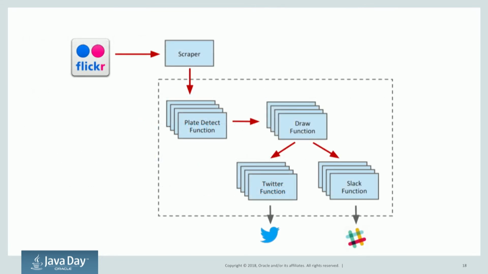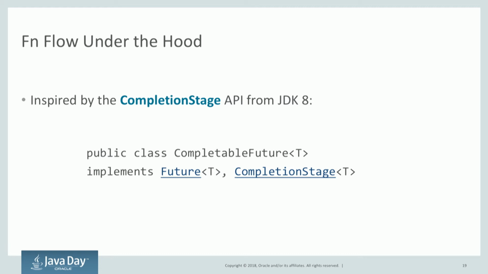So here's a slide from the demo that Chad showed earlier, where he was pulling lots of images from Flickr, doing some plate detection functions, drawing boxes around car license plates, and sending stuff to Twitter and to Slack. So I'm not going to do this demo again. What I'm going to do, to you audience of Java programmers, is tell you how Flow works under the hood. I'm going to explain it by analogy with something which maybe some of you know, which is the CompletionStage API.